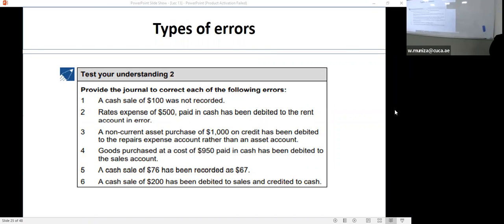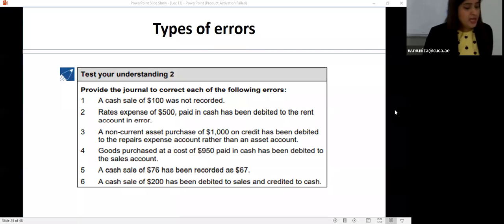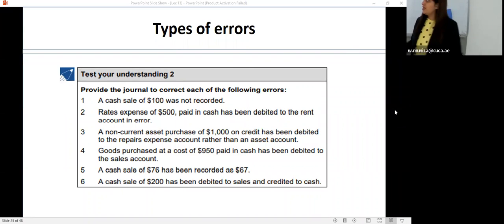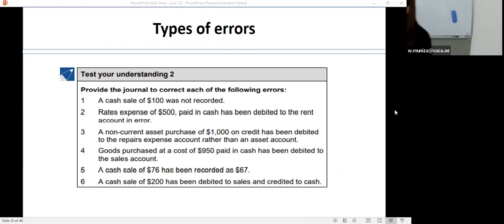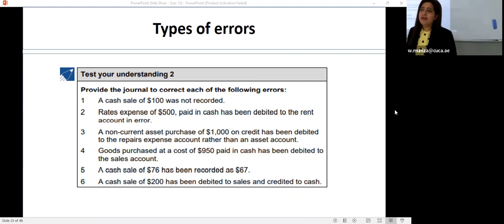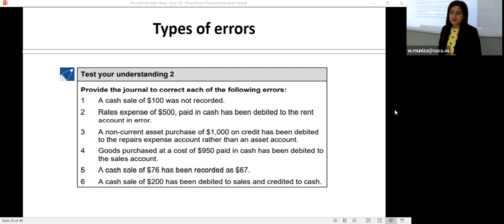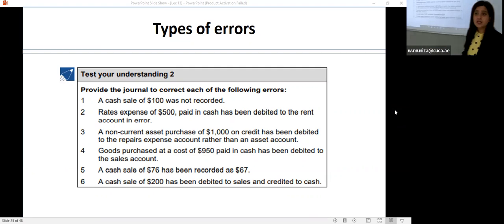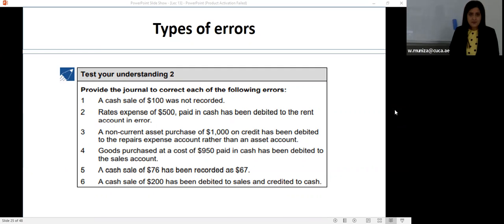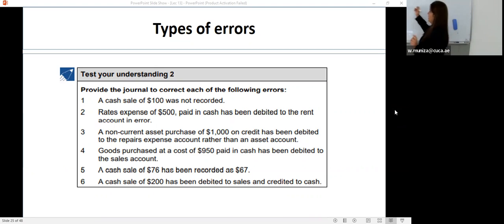Now students, we have Understanding number 2. The requirement is provide the journal to correct each of the following errors. Students, these are the questions which are known as the questions on rectification of errors. We have to correct the errors. For these kind of errors, you have to follow a certain process, okay? With the certain process, you have to cater these types of questions in the exam, because otherwise there is a tendency for you to do the wrong questions.